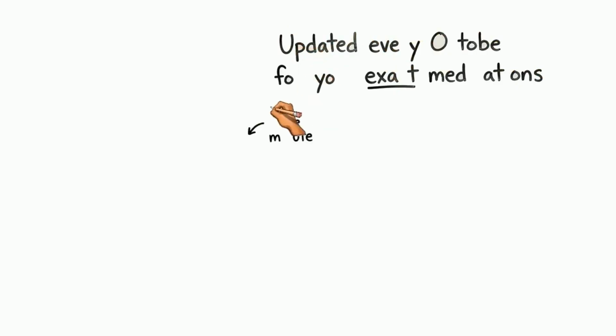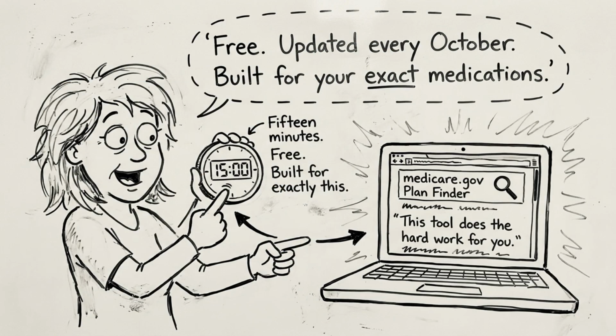Now, the comparison tool that solves this problem: Medicare.gov Plan Finder. It is free, updated every October 1st with current plan data, and designed specifically to show you the lowest total cost plan for your exact medications at your exact pharmacy in your exact zip code. It takes 15 minutes. Most Medicare enrollees have never used it.